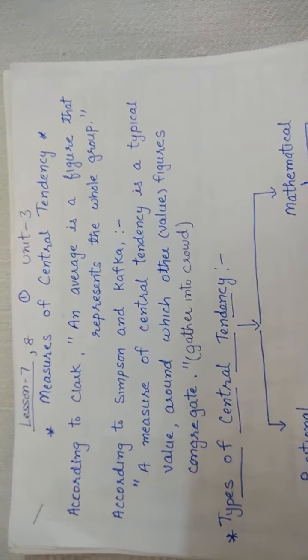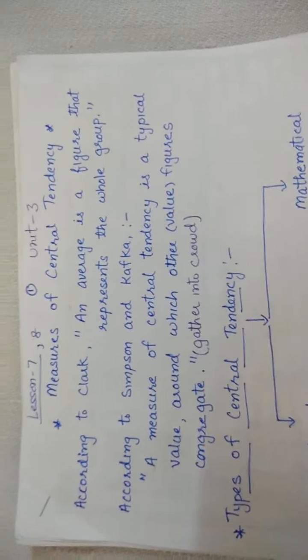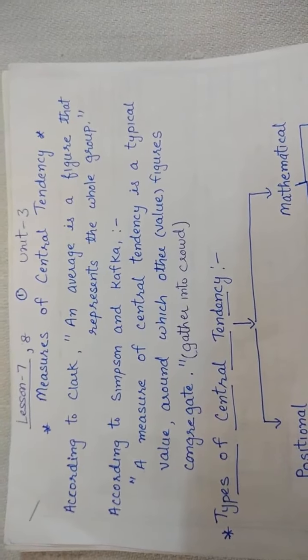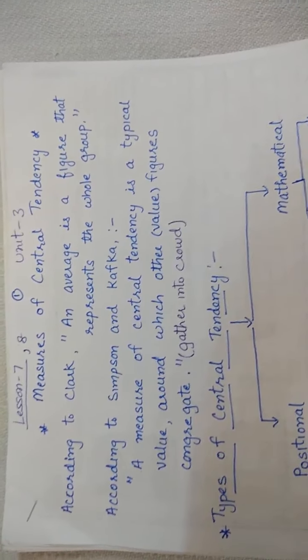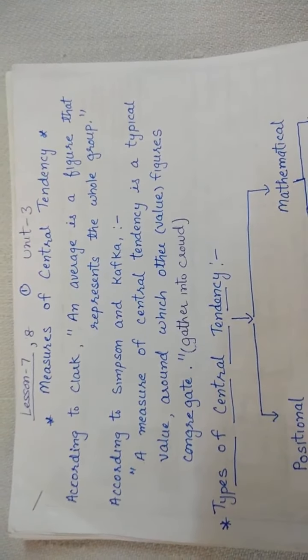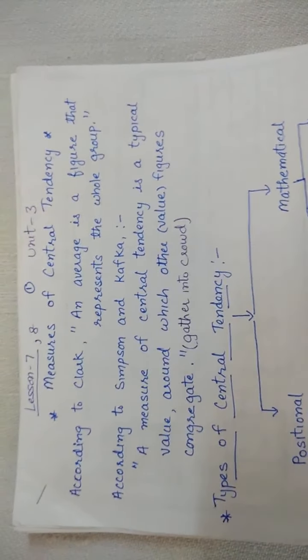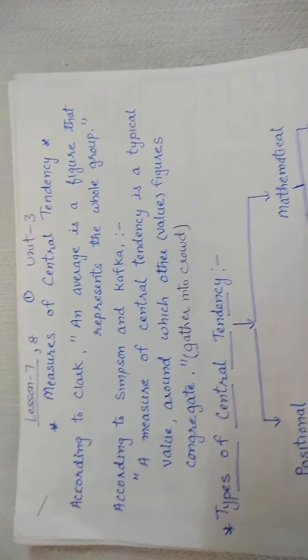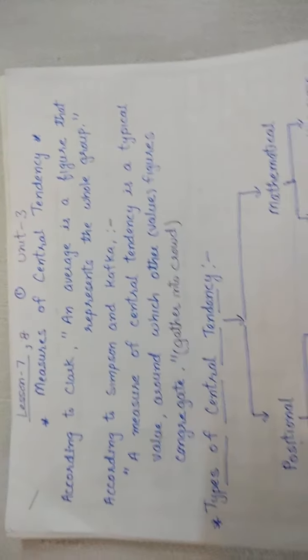According to Clark, an average is a figure that represents the whole group. According to Simpson, a measure of central tendency is a typical value around which other values congregate, means gather into a crowd. So this is a value which represents the whole series.